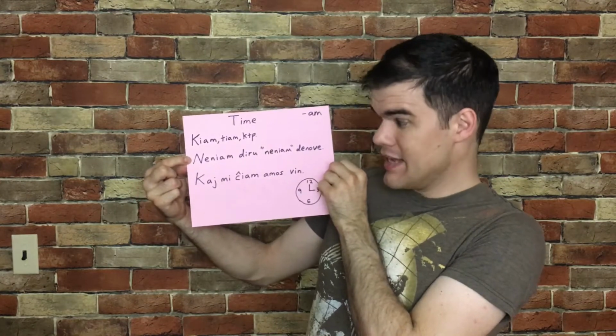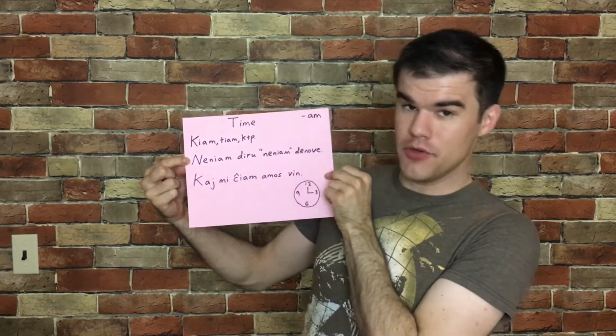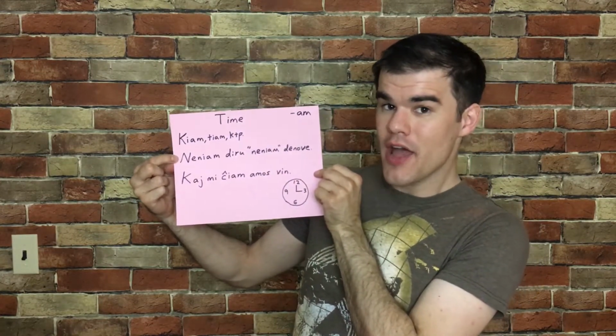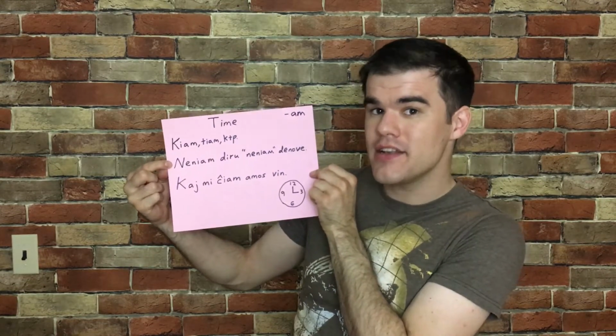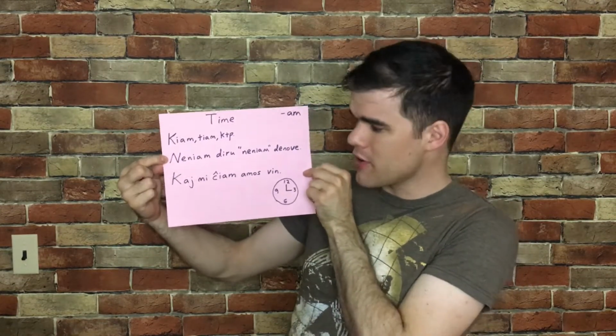When, then, sometime, always, never. Neniam, diru neniam de nove. Never, never, never say never again, never. James Bond film, 1983. All right, cool.